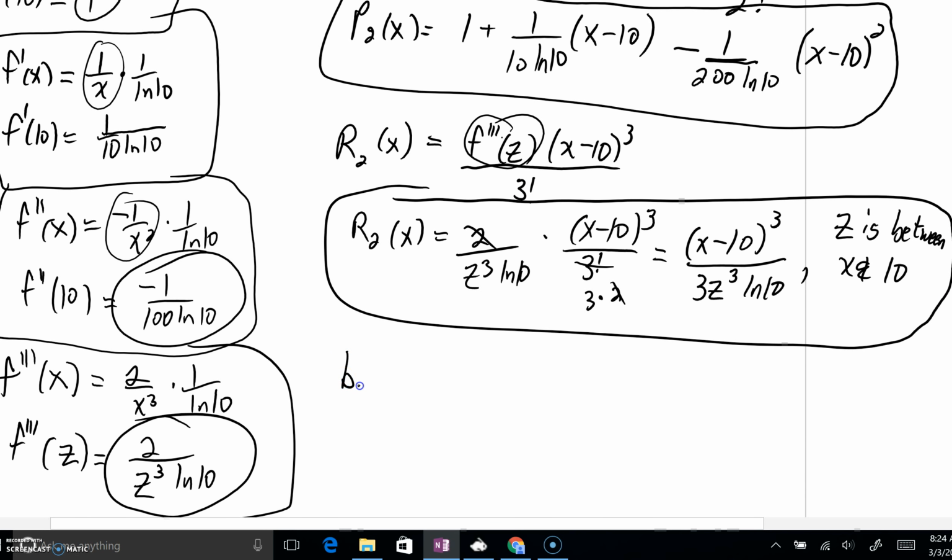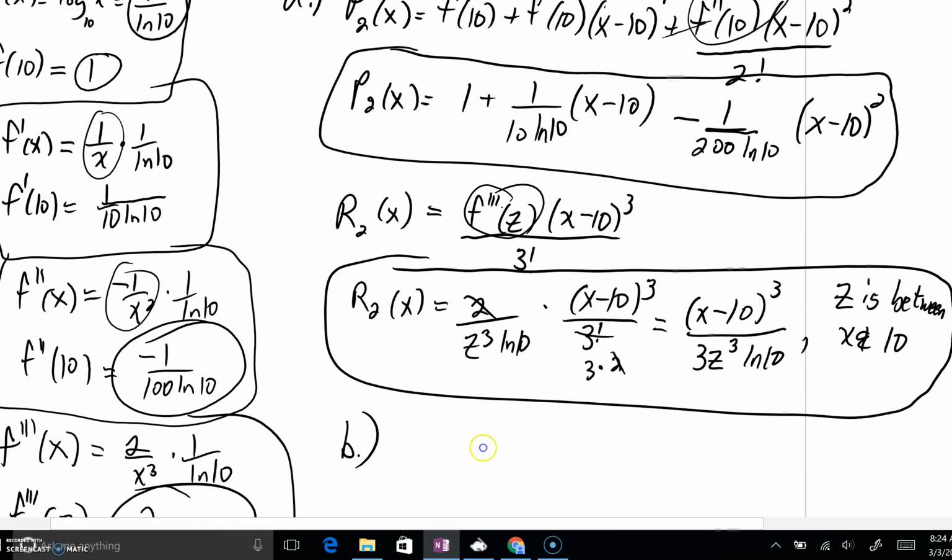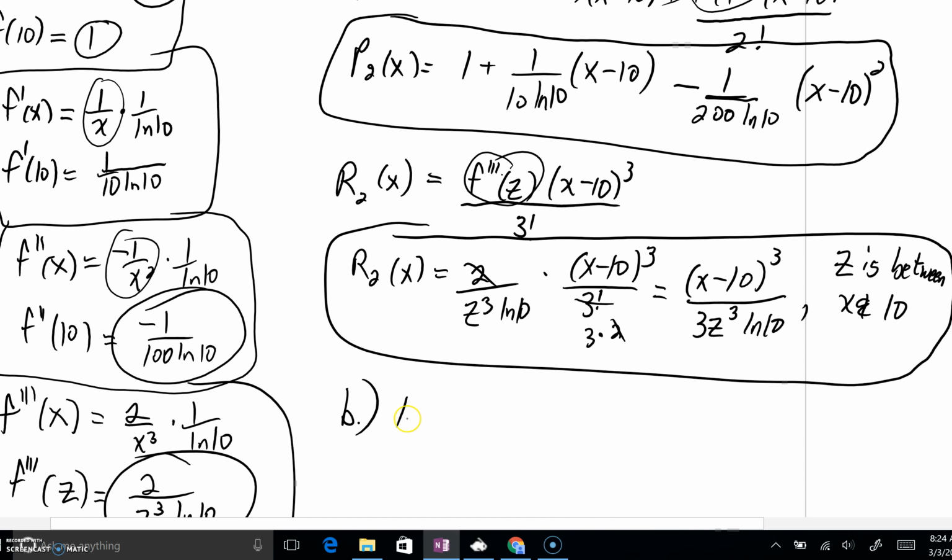just to make this video a little bit shorter, they ask you in part B to estimate what the log of 10.01 is. So the log of 10.01 is about roughly what we get when we plug 10.01 into this polynomial at the top of the screen, this thing right here.